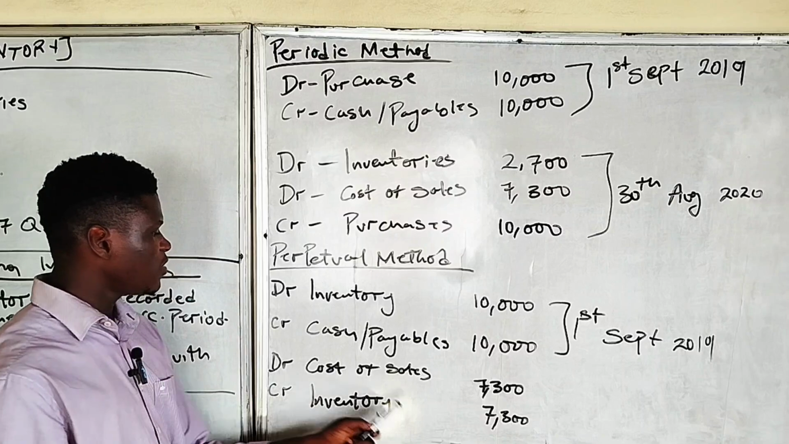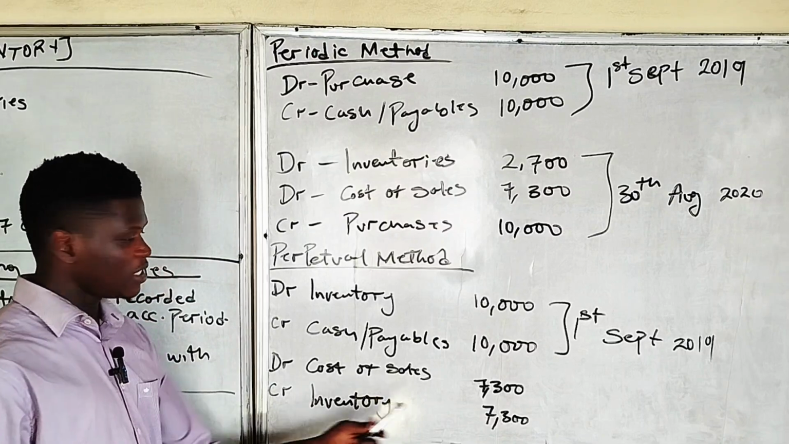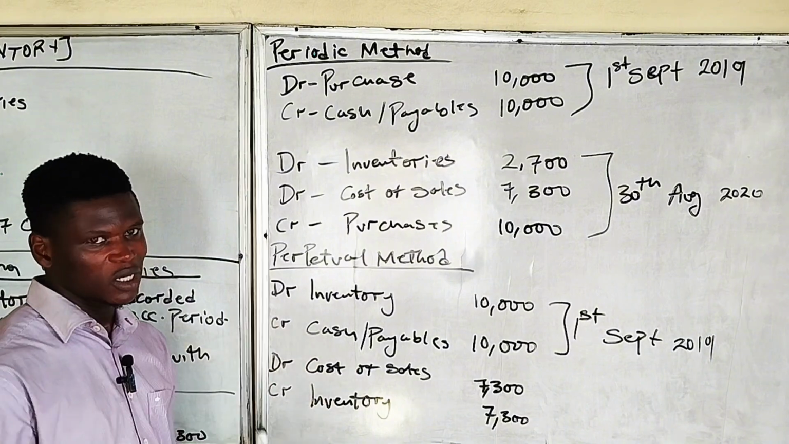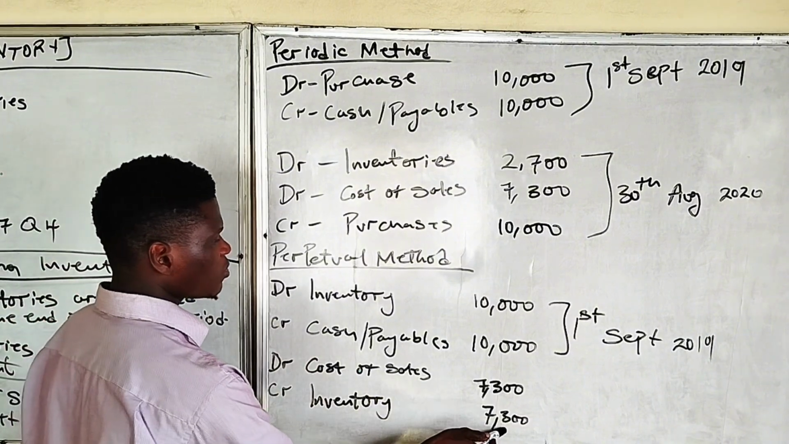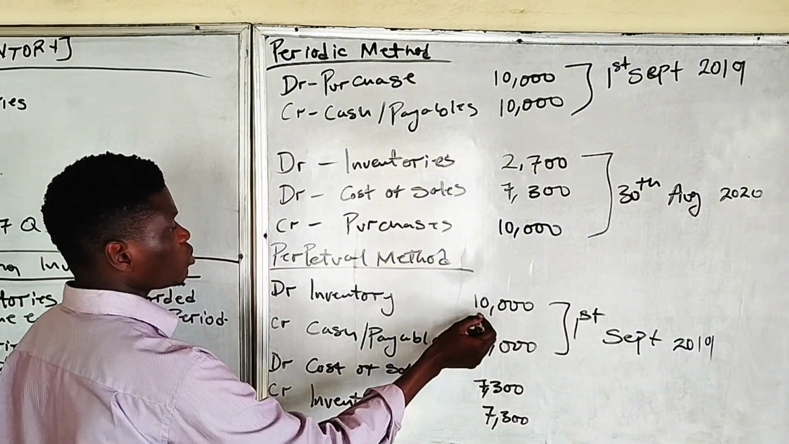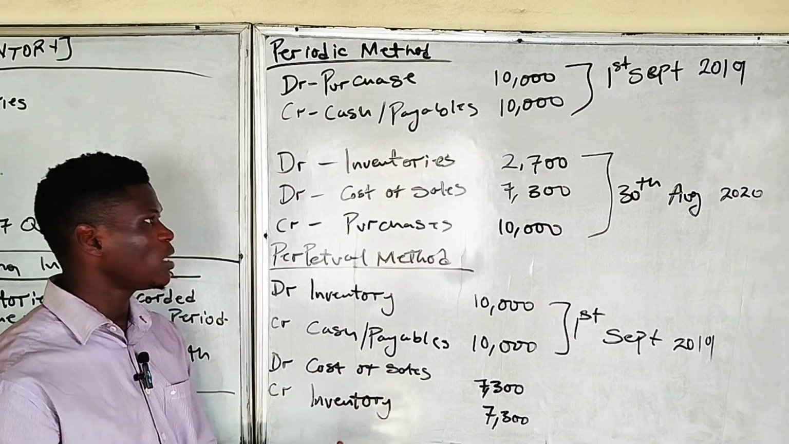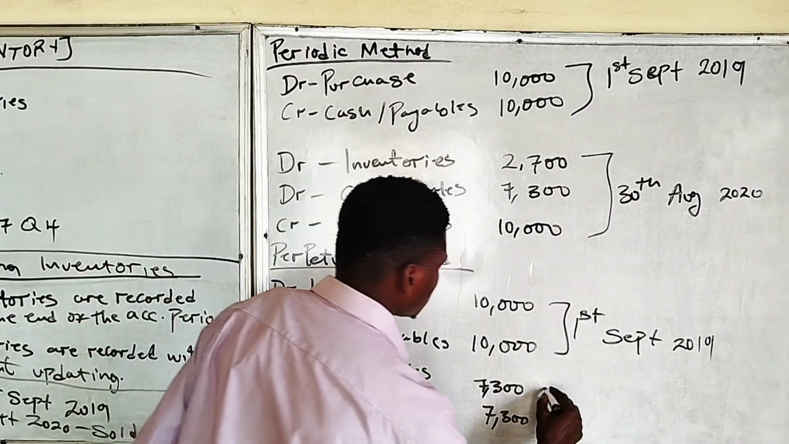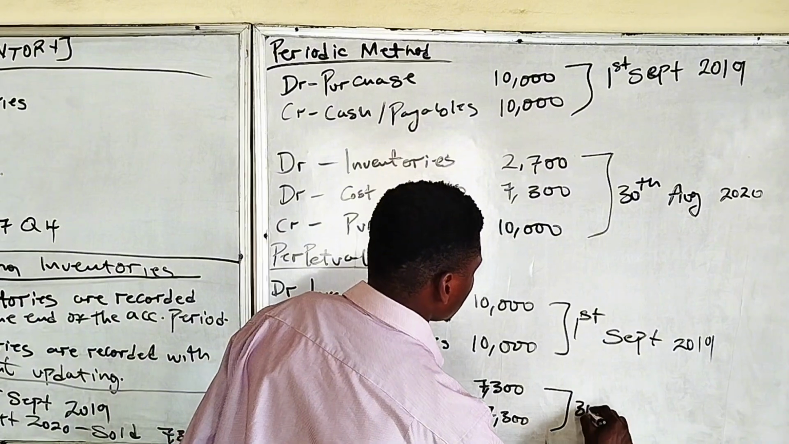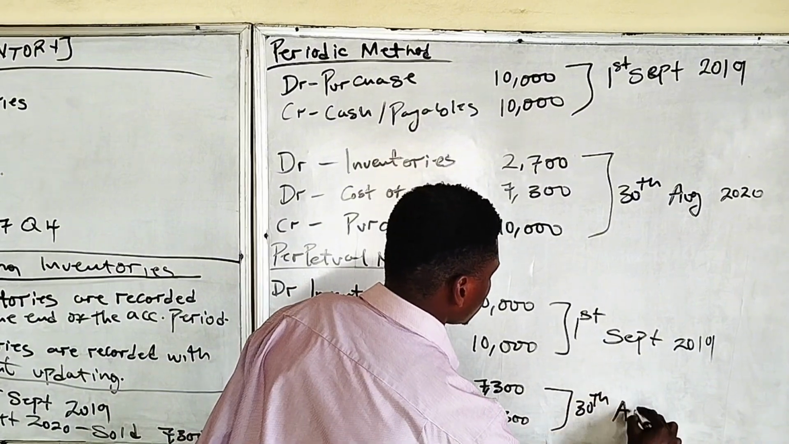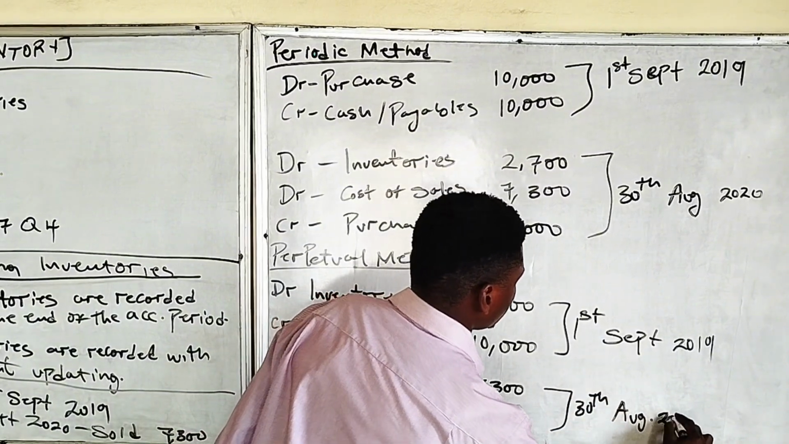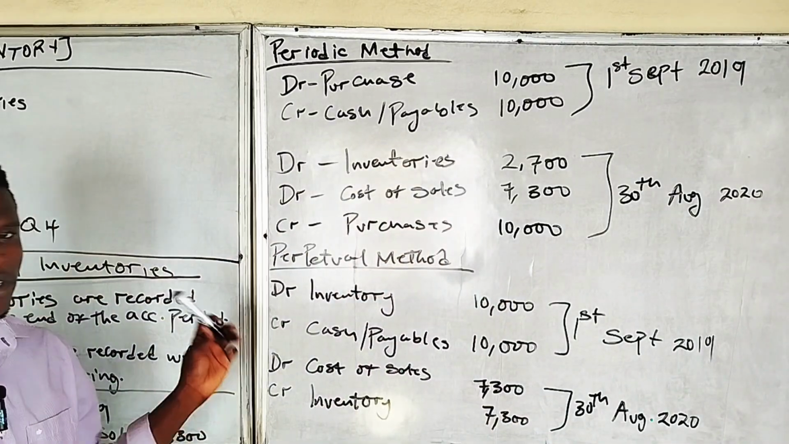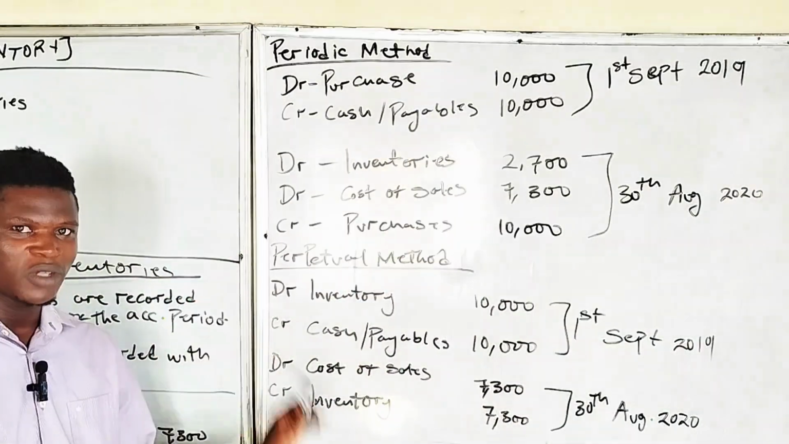Then we are crediting inventory. Crediting inventory by 7,300 means we are deducting 7,300 from inventory. So if we deduct 7,300 from the initial recognition, which was 10,000, we'll have a net balance of 2,700. So that's as at the year end, 30th August 2020.